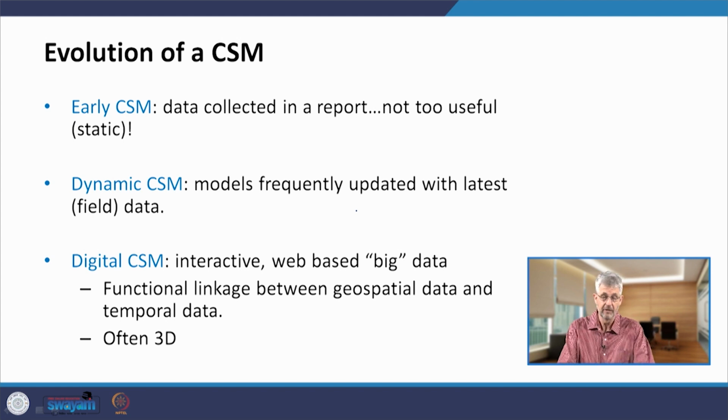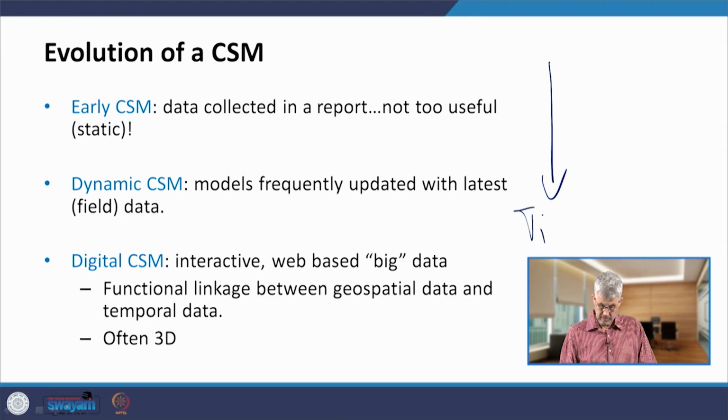And eventually, once we have so much data that a simple visualization is insufficient, we end up with a digital CSM, which is basically a complex database of all the information that links spatial temporal variations with different ideas and theories, and basically generates a three-dimensional impression of what is going on at the site. So it becomes a very helpful tool, but again, it takes time to generate such a model, and a lot of money.